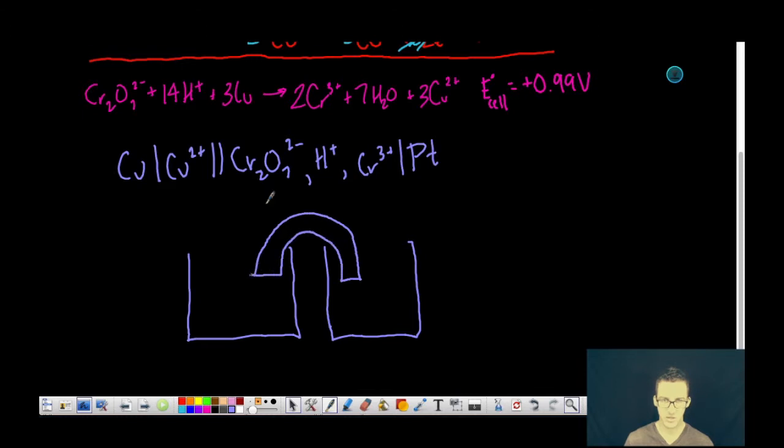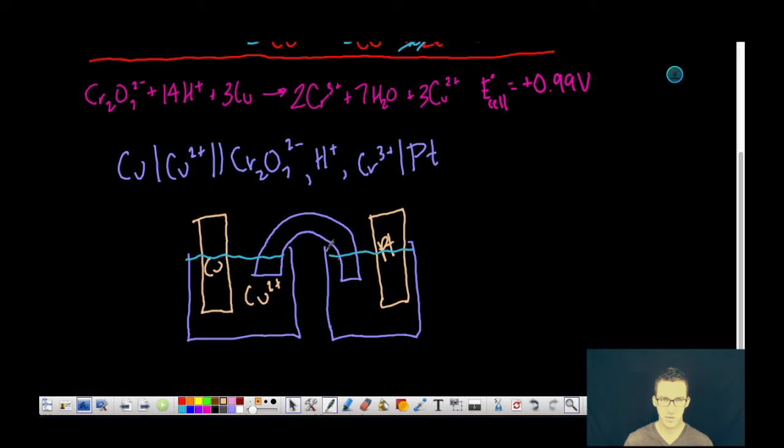Boom, there's my salt bridge. In this half cell, we'll put our anode, which is the copper. And in this half cell, we'll put our platinum electrode, again inert, just so our electrons can flow through that to reduce the chromium in solution. Here's our 2 solutions. This is going to be a copper solution over here, while over here we'll have our dichromate ion in acidic conditions.